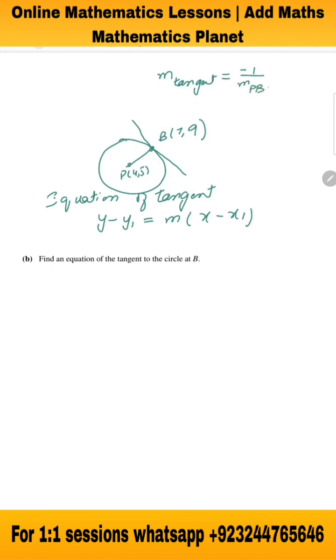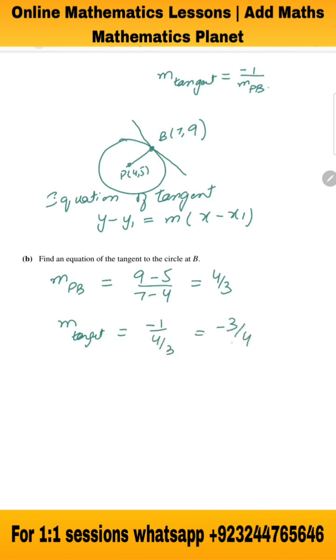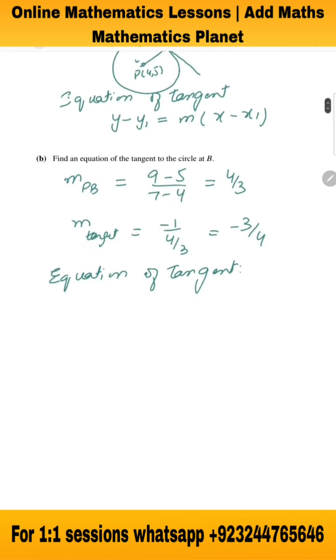So let's first calculate the slope of PB because we are given both P and B. Okay, so now the slope of the tangent is equal to minus 1 over 4 by 3, which is equal to minus 3 by 4. So now for the equation of the tangent, we should know the slope and a point. To write the equation of the tangent, we should know two things: the point and the slope of the tangent.